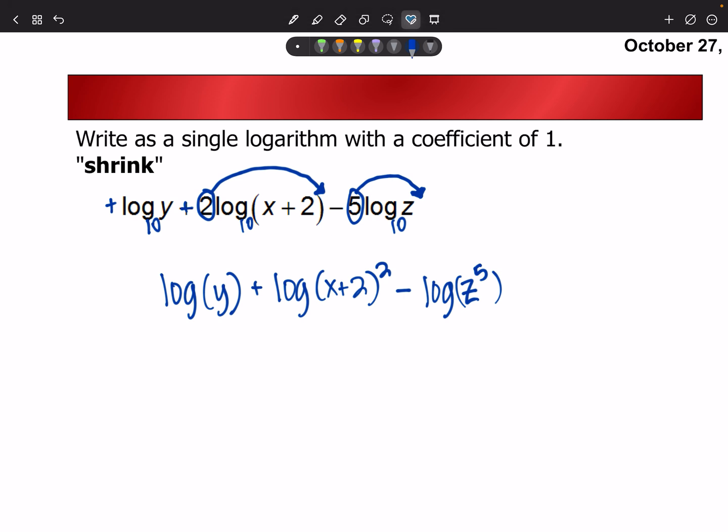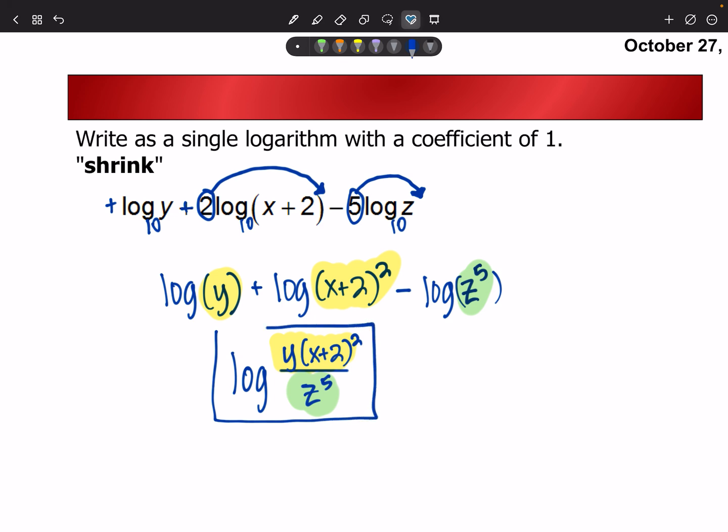Now I'm going to rewrite this as a log base 10, and I am going to have a fraction here. In the numerator, we'll have the y and the x plus 2 squared, and we'll multiply those two together, and in the denominator, we'll have z to the 5th. Y, x plus 2 quantity squared, and then z to the 5th. And that will be our final answer. So we have written this as a single logarithm with a coefficient of 1.